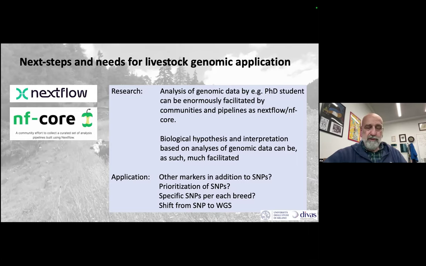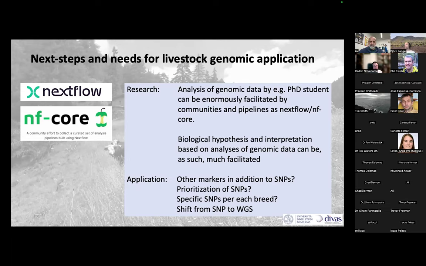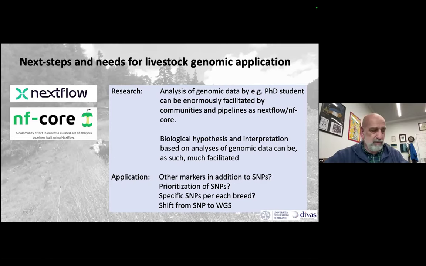From an application point of view, the questions that we have open: there are other markers in addition to SNPs that we can use in genomic selection to make the selection of individuals more efficient, and think about it, if we can have a more efficient production, that's more sustainable because it impacts the environment less. That's the business of people doing selection. Also, we were thinking about copy number variants, and then the discussion was, is epigenetics playing a role in selection, yes or no? Discussion open.